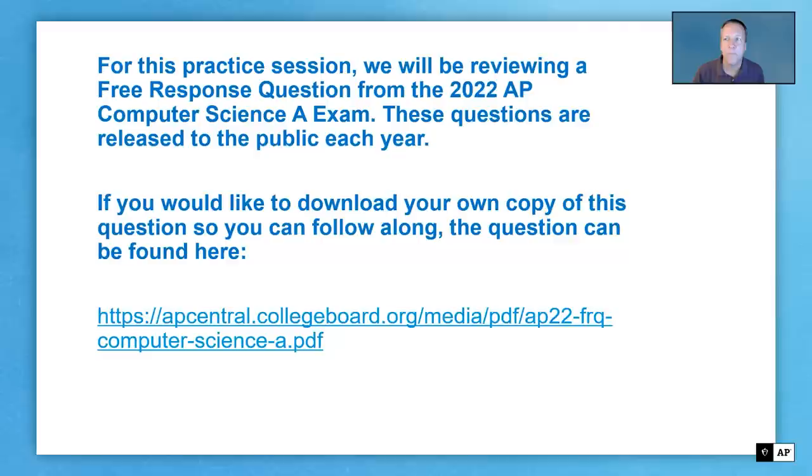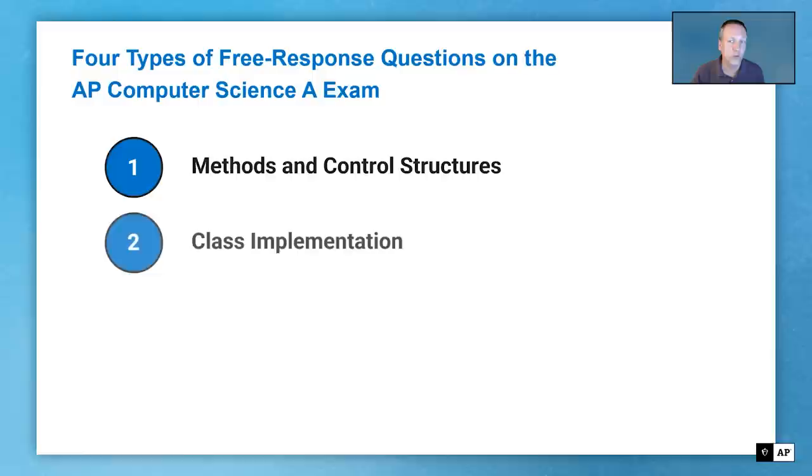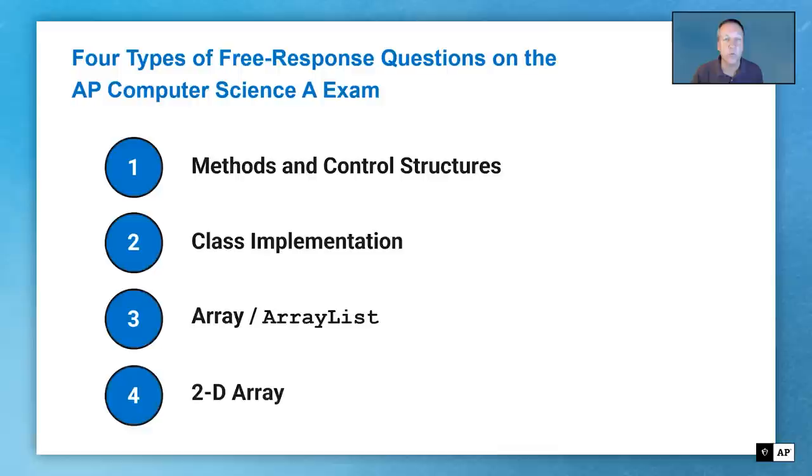And today on this video, we're going to be doing a free response question. There are 4 types of free response questions on the AP Computer Science A exam: a method and control structures question, a class implementation question, an array and array list question, as well as a 2D array question. Today, we're going to be looking at the method and control structures question.